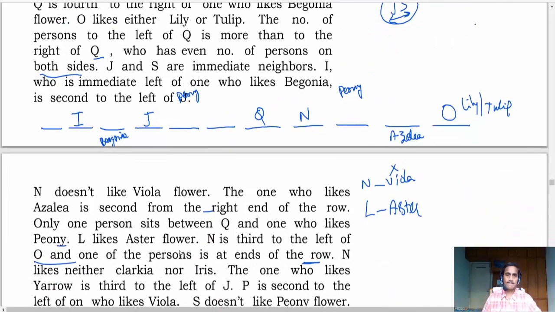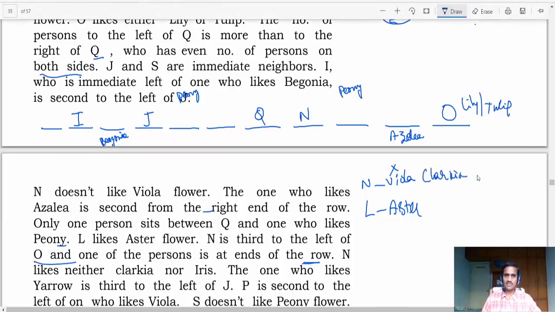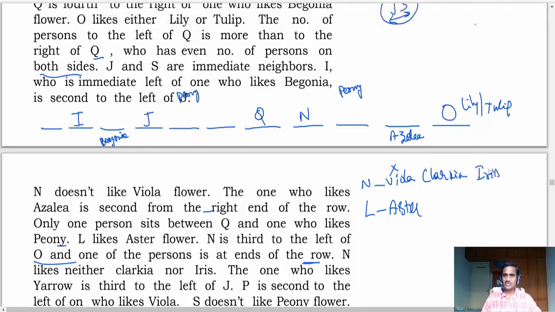And next one. N likes neither clarkia, nor aster, nor iris. Iris is also ruled out for this N.